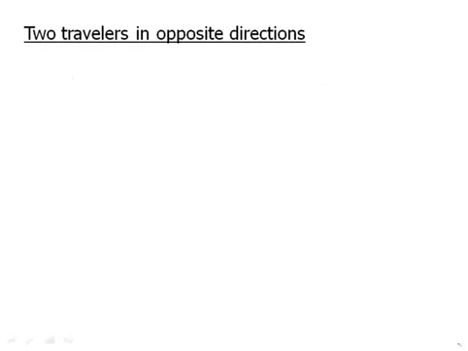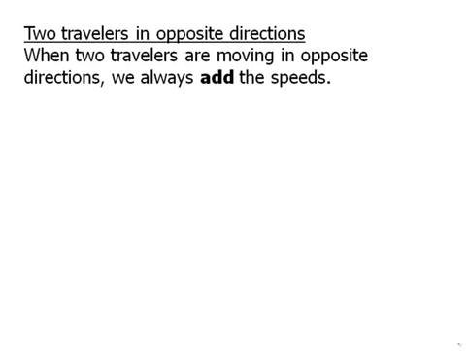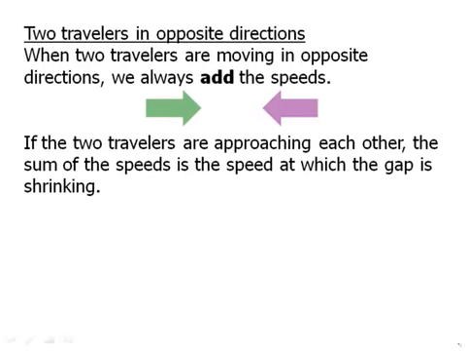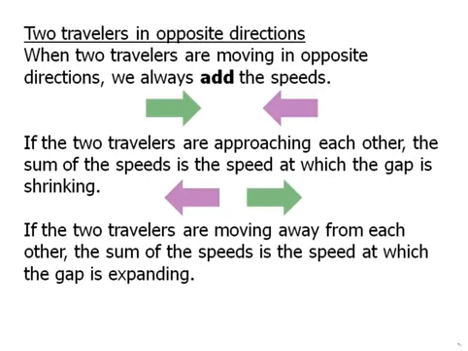First of all, let's think of some basics here. Two travelers are moving in opposite directions. Well, if they're moving in opposite directions, we always add the speeds. The speed at which they're approaching, or the speed of the gap between them, is always the sum of their speeds. If the two travelers are approaching each other, then the sum of the speeds is the speed at which the gap is shrinking. If the two travelers are moving away from each other, the sum of the speeds is the speed at which the gap is expanding.